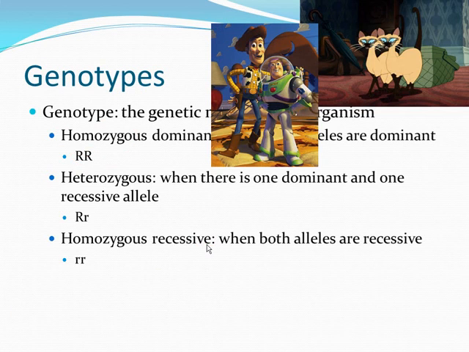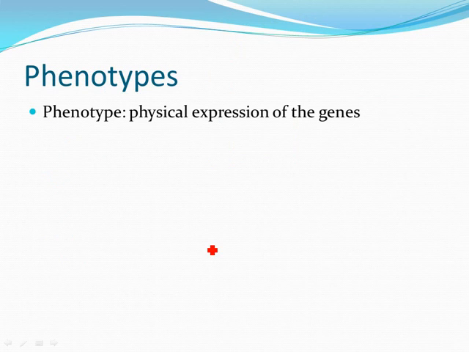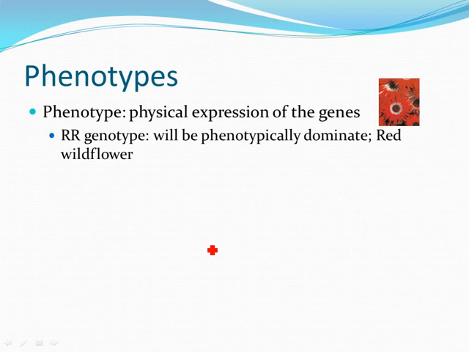Regarding the genotype, remember, our genes are part of our DNA. The DNA will eventually get transcribed and translated into proteins, and once it becomes proteins, this is where it actually gets physically expressed. So when we're talking about the phenotypes here, those that have the capital R genotype will have the physical expression of the dominant allele. So we're going to see red wildflowers.